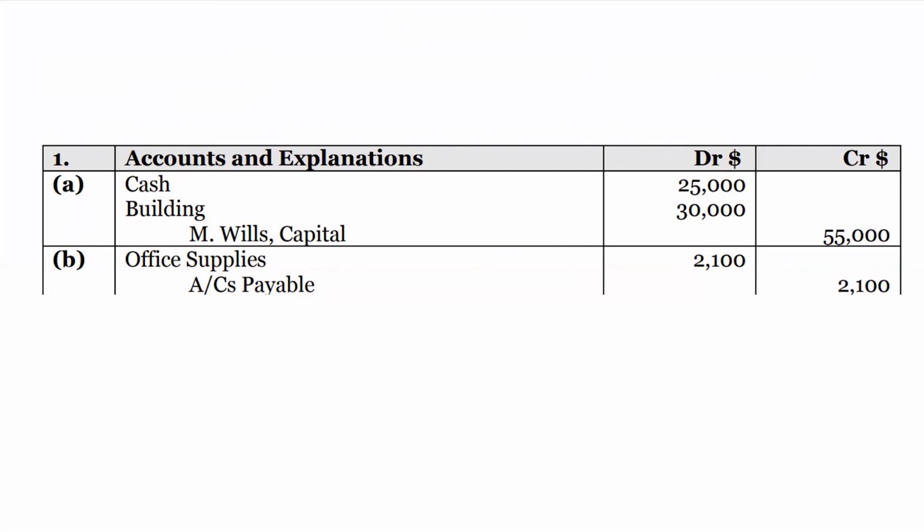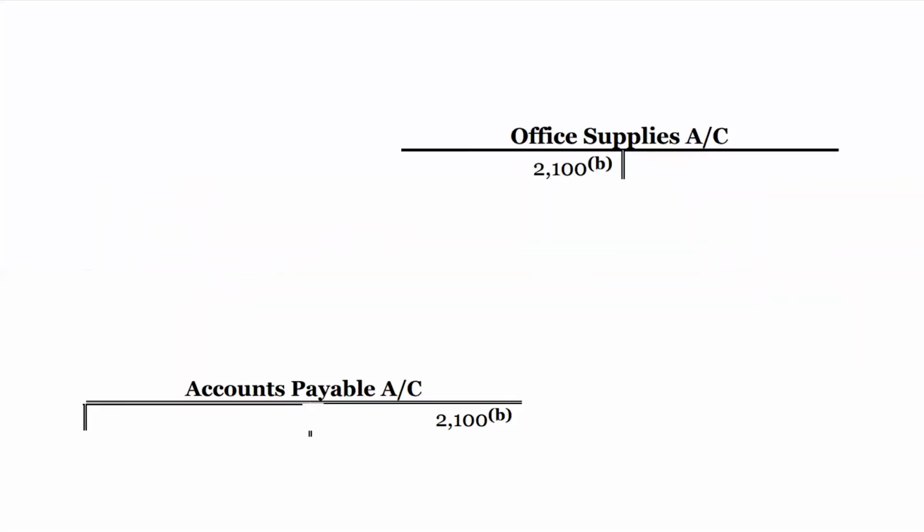All right, so let's look at the ledger for this. So the ledger would look like this. We're in our office supplies account. You're having the debit of $2,100, and in your accounts payable account, you're seeing the credit of $2,100. The letters beside the number is simply just to identify the transaction that we're doing.